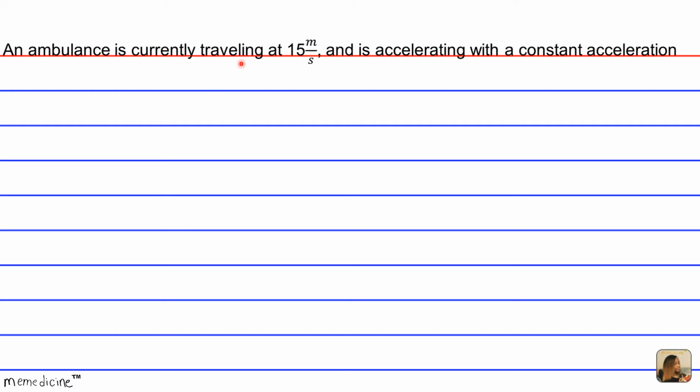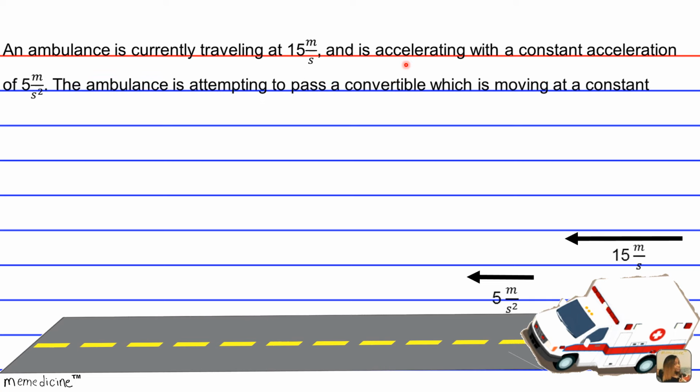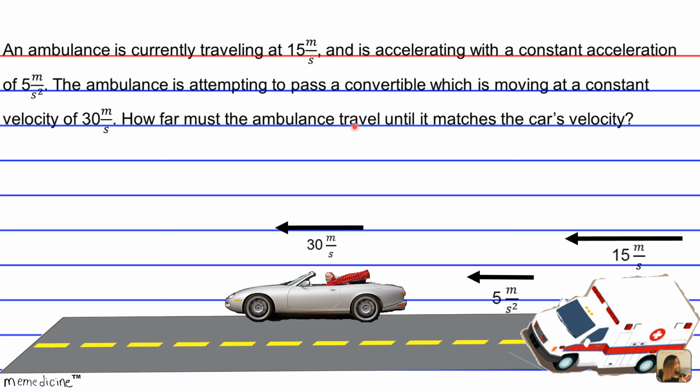An ambulance is currently traveling at 15 meters per second and is accelerating with a constant acceleration of 5 meters per second squared. The ambulance is attempting to pass a convertible which is moving at a constant velocity of 30 meters per second. How far must the ambulance travel until it matches the car's velocity? Is it A, 90 meters, B, 67.5 meters, C, 45 meters, or D, 67.5 kilometers?